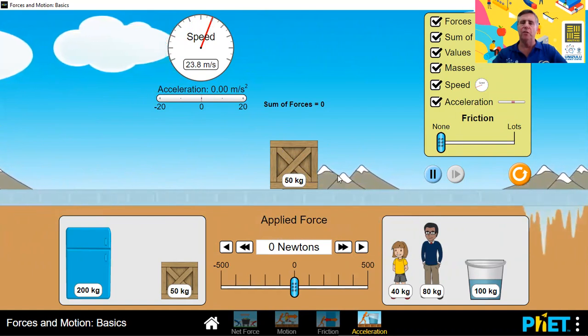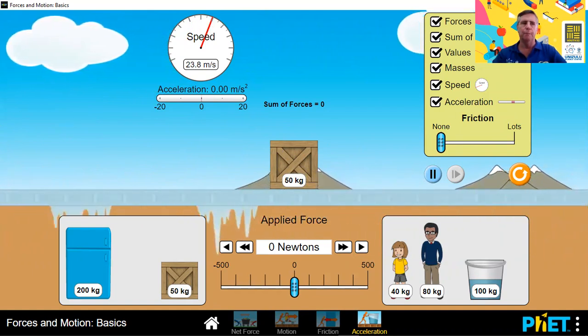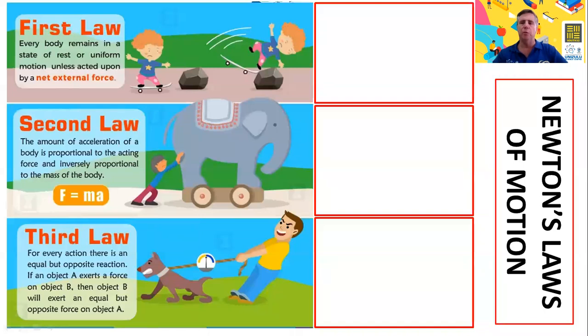So this is an illustration again of Newton's first law of motion. Let me just recap Newton's three laws of motion for you. The first law simply says that every body remains in a state of rest or uniform motion unless acted on by a net external force. So if F net is naught, then acceleration is naught, then velocity will be constant, in magnitude and in direction.